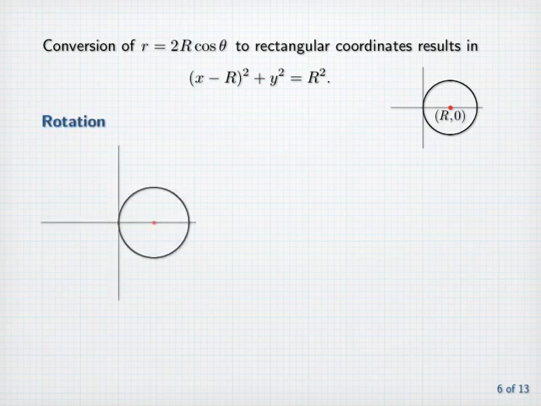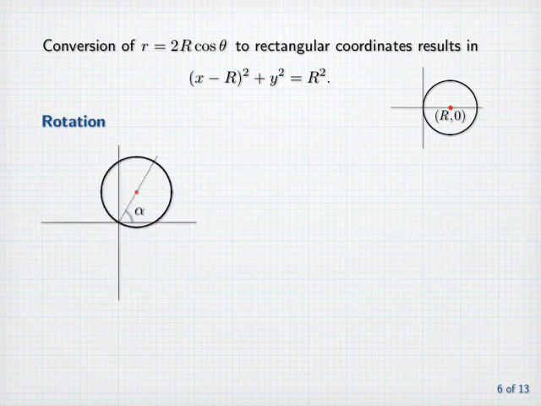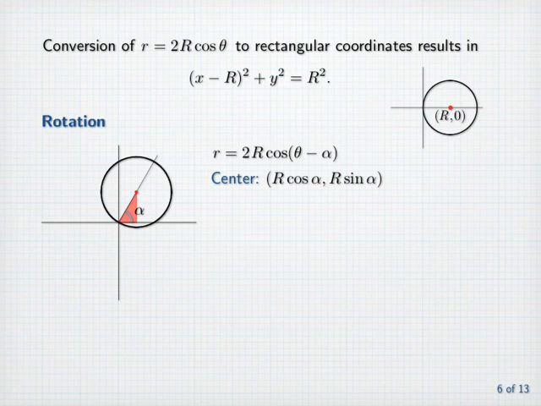Rotation. Rotation of a polar graph about the origin through an angle alpha results in the graph of the same equation with theta replaced by theta minus alpha. This is analogous to a horizontal shift in rectangular coordinates. Here, rotation through an angle alpha results in the graph of r equals 2 times R times cosine of theta minus alpha. It's easy to see that the center of the rotated circle will have polar coordinates (R, alpha), and therefore it has rectangular coordinates (R cosine alpha, R sine alpha).